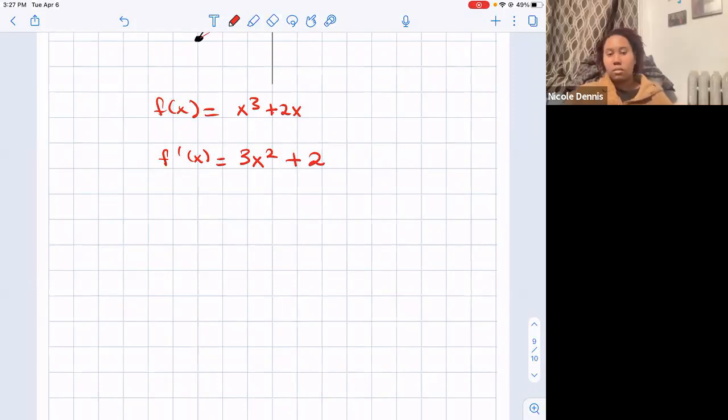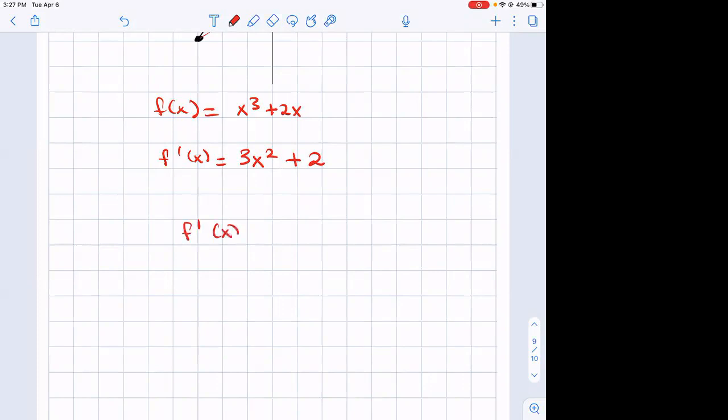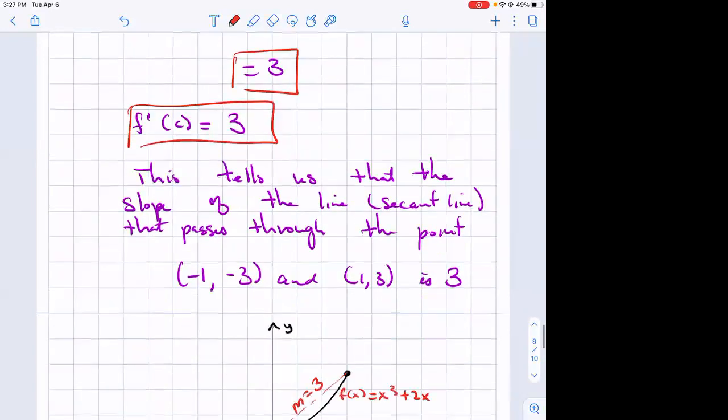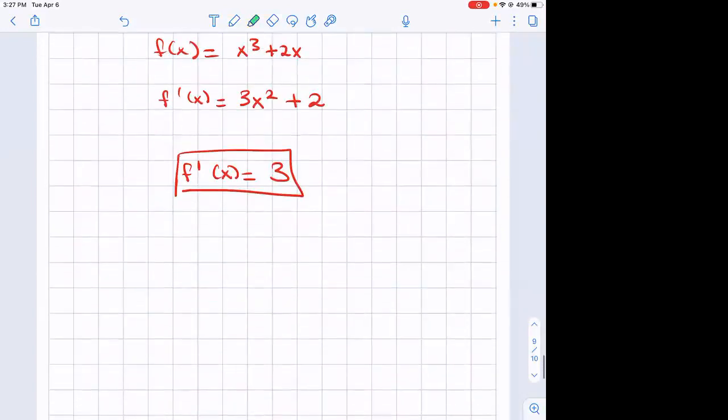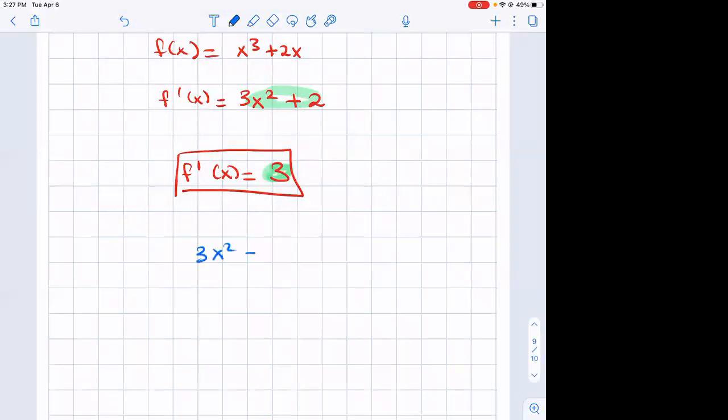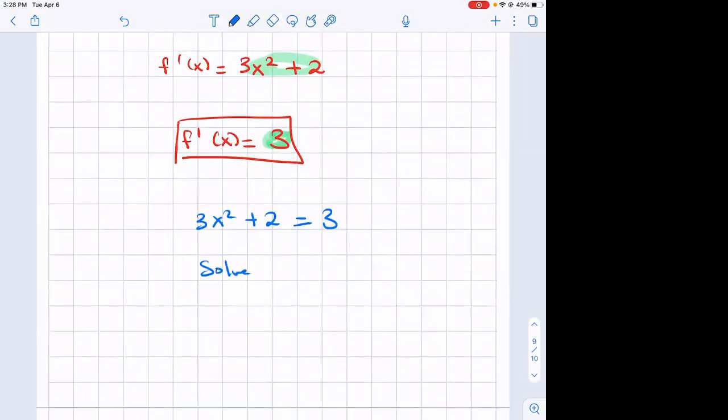So we know, right? We said that f prime of x has to be equal to 3. We know this. This is given from up here. F prime of c is 3. Therefore, if we set this equal to this, we can solve for x. So 3x squared plus 2 has to be equal to 3. And now solve for x.